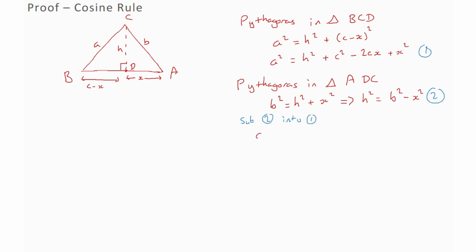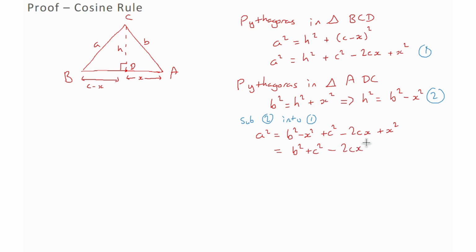And when I do that, I'm going to get A squared is equal to H squared, which is equal to B squared minus X squared plus C squared minus 2CX plus X squared, which simplifies down to, these X squareds cancel out, so I get B squared plus C squared minus 2CX.